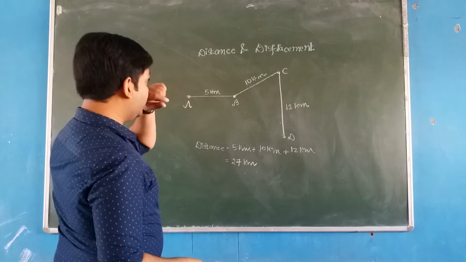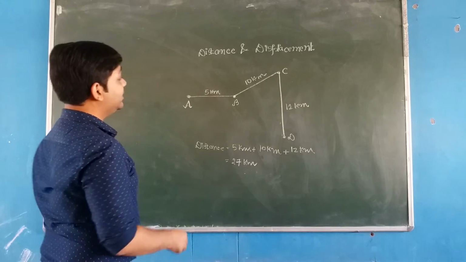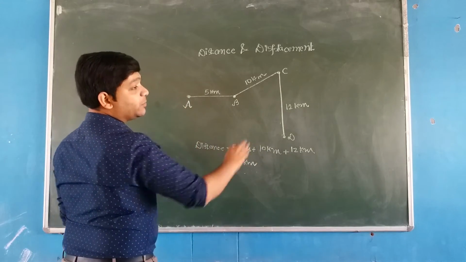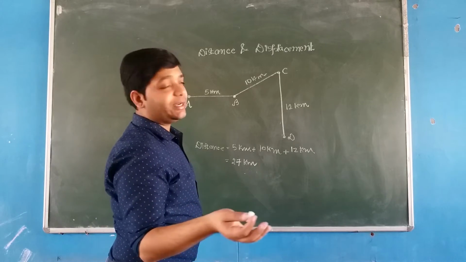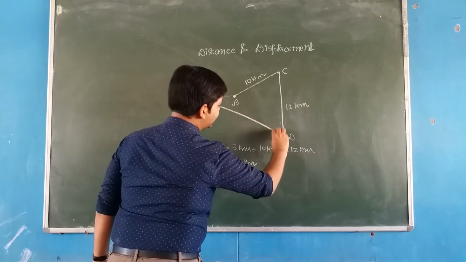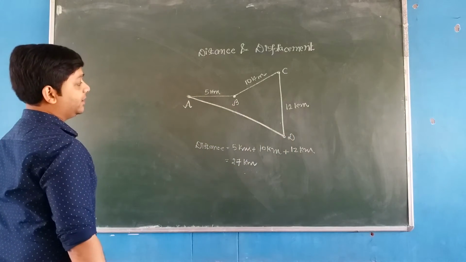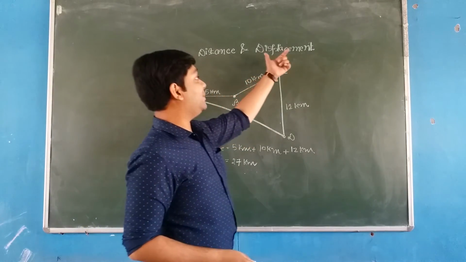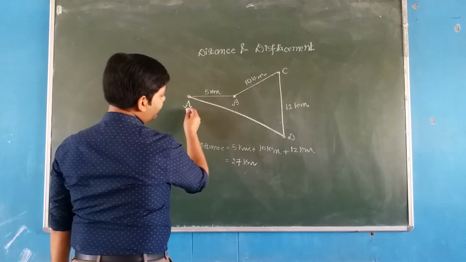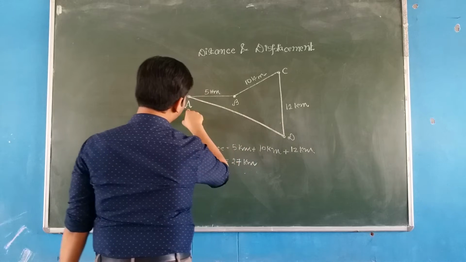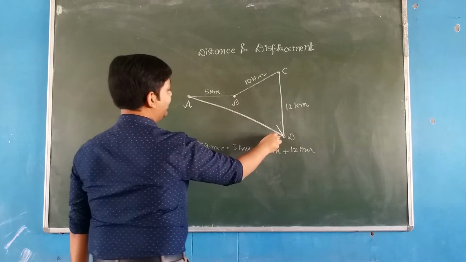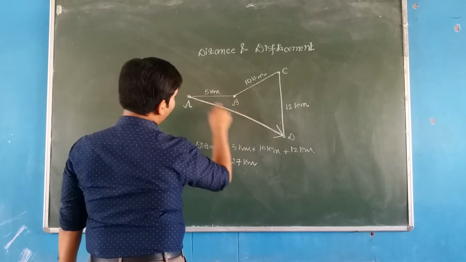Now if we want to calculate the displacement, we should see the shortest distance between these 2 points, and the shortest distance between any 2 points can only be a straight line. So this straight line represents the magnitude of displacement. This is the displacement, and displacement is a vector quantity, and its direction is from the initial point to the final point. Since this is the initial point A and this is the final point D, the direction will be from A to D like this.